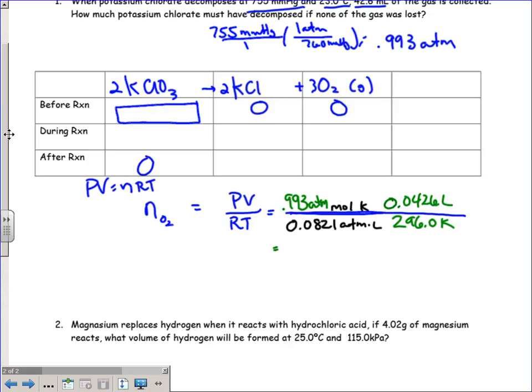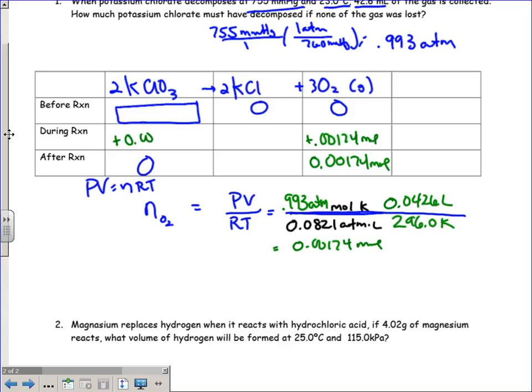I'm getting moles of oxygen is 0.00174 to 3 significant digits. And that's what goes down here. Which means that this must have gone up. Which means this must have gone up.